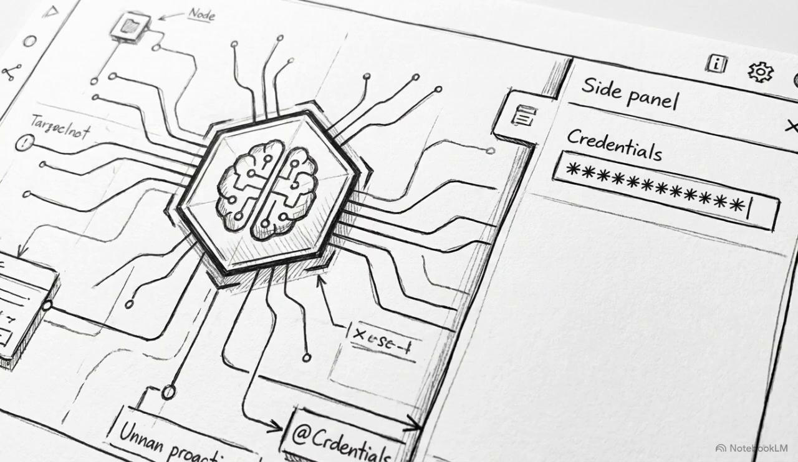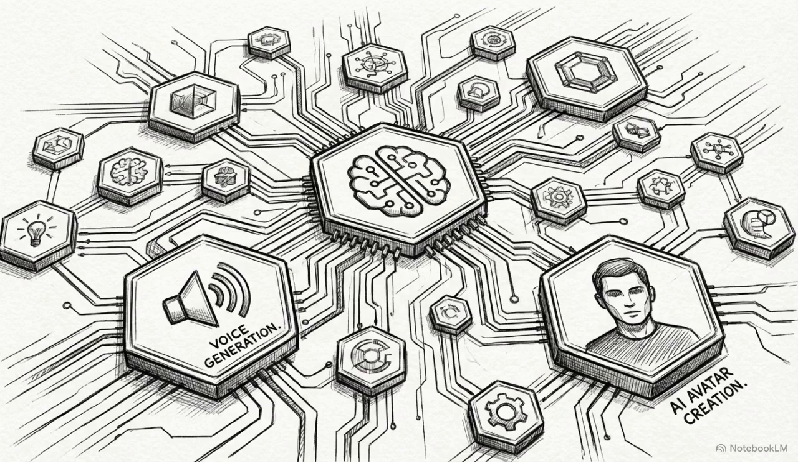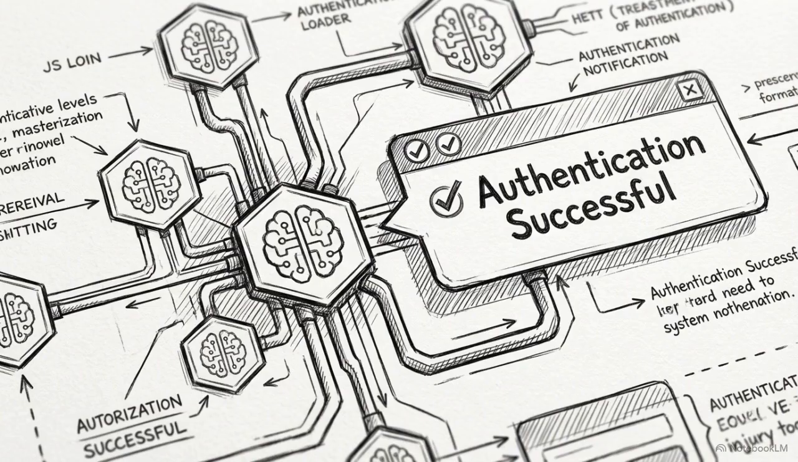On the N8N canvas, locate the OpenAI node and paste your API key into the authentication field. Complete the setup by pasting your remaining credentials for 11 Labs and the AI avatar creator into their respective nodes. Once these nodes are authenticated, the workflow has the authorization required to generate media and process your content.